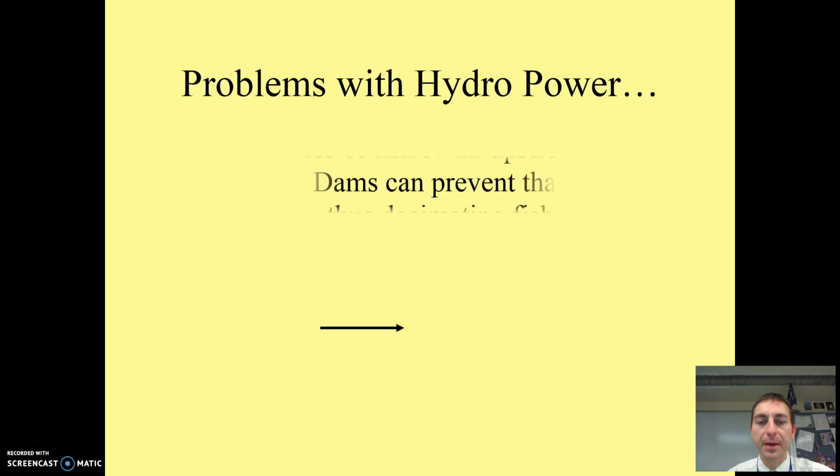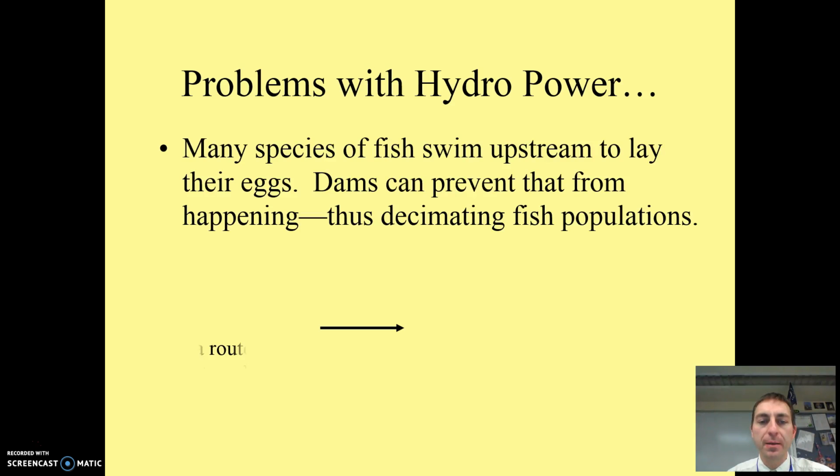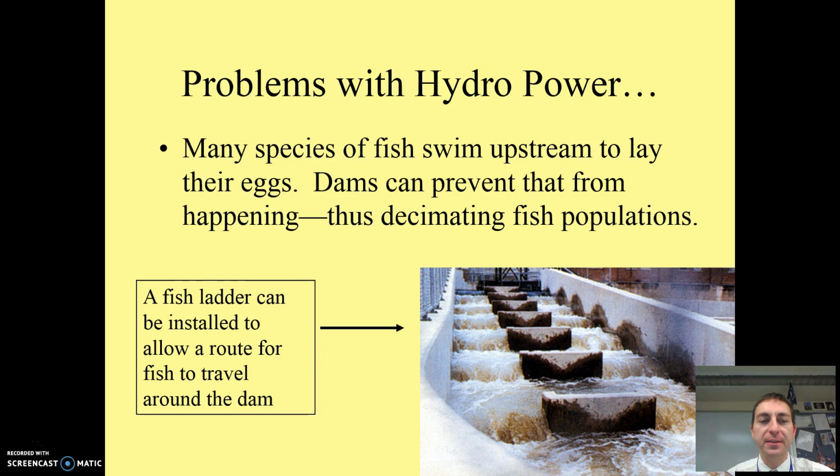But we do have some problems. One of those problems is that hydropower can inhibit certain species of fish that swim upstream in order to lay their eggs. A fish that's swimming upstream runs into the dam and is stuck. They can't get around it, and as a result are unable to lay their eggs and therefore unable to reproduce. So some fish populations have been severely hurt by this.